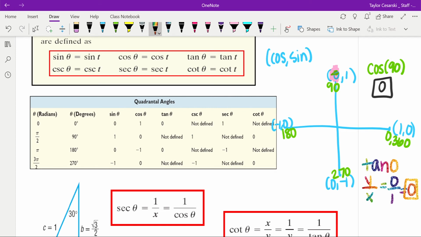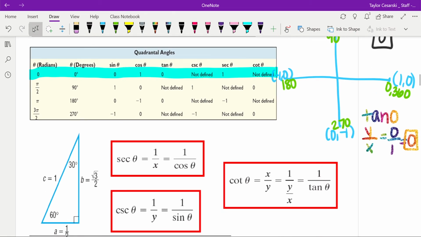Now you notice at 0 degrees, if you look in your chart here, that tangent is 0, but cotangent is not defined. Well, let's talk about why. So we said that cotangent was the reciprocal. So instead of y over x, I would have x over y. So instead of 0 over 1, I would have cosine divided by sine, which is 1 over 0. Well, there I run into a problem because I can't divide by 0. So 1 over 0, we say that's undefined.